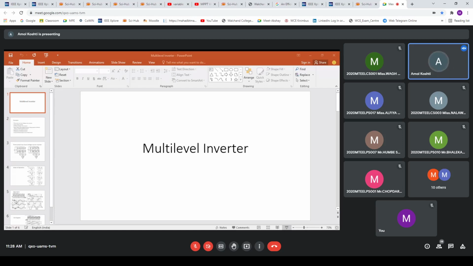Today we'll see the very basic concepts which you have already studied. After learning this, we'll understand why we do not go for the conventional inverter, and why we use the multi-level inverter.